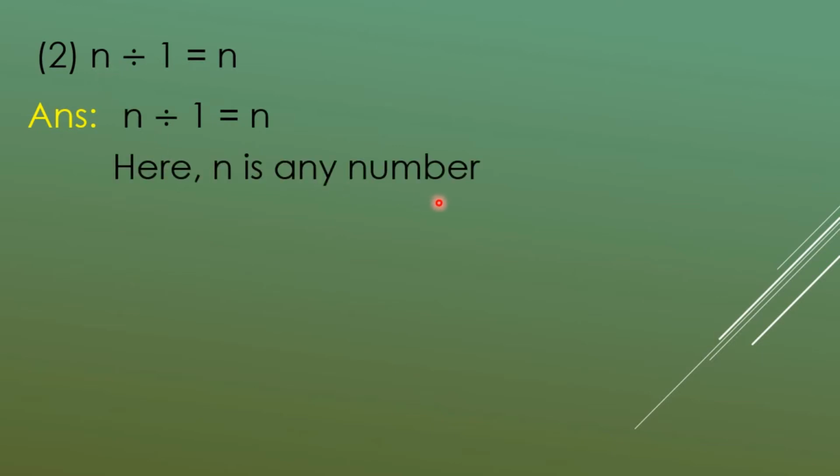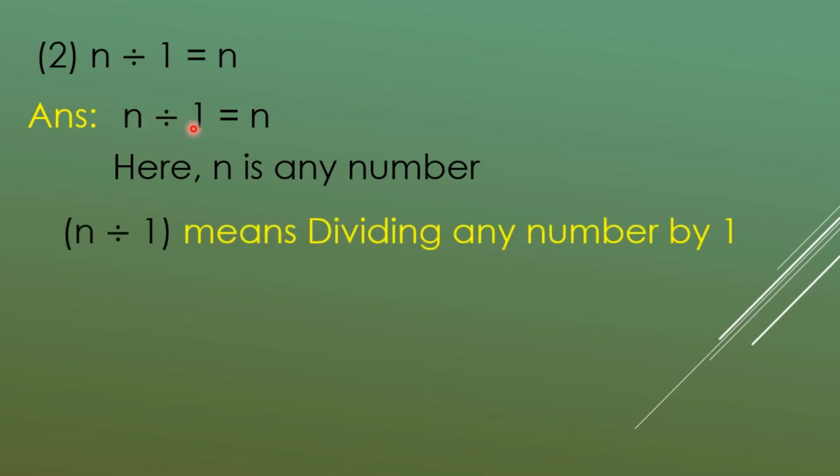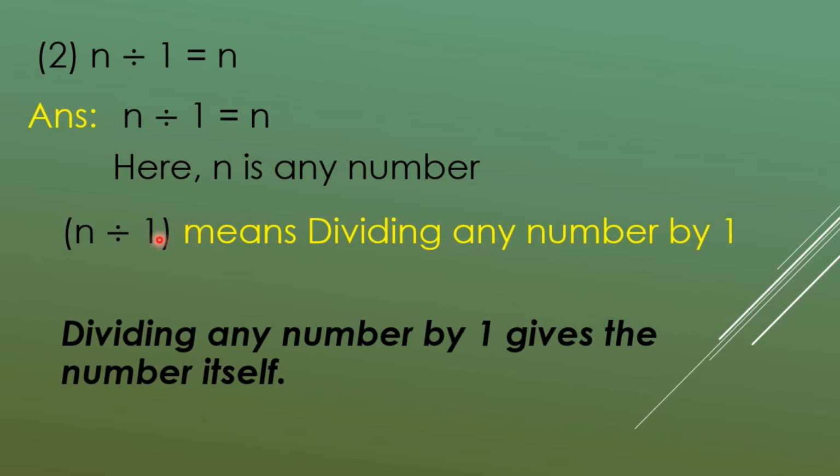We have the next property, n divided by 1 is equal to n. So let us write this property using words. As we know, the letter n represents any number, and n divided by 1 means dividing any number by 1. As per the property, n divided by 1 is equal to n only. So, we write the given property in words as: dividing any number by 1 gives the number itself.